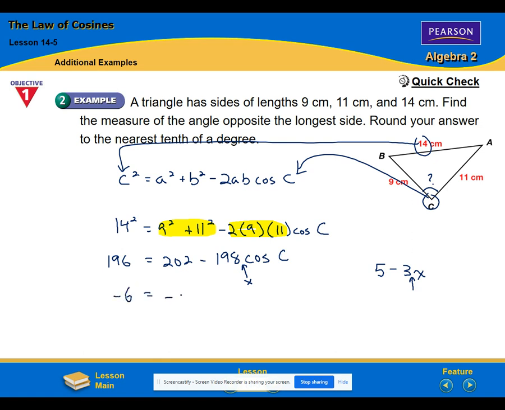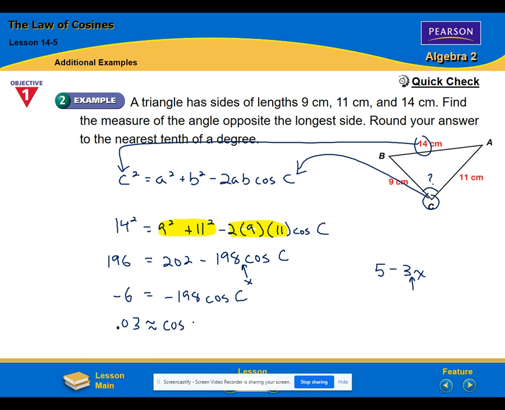Okay, now you might have been able to do that in your head, but we're going to start to get a running number on our calculator. You probably can't divide negative 6 by negative 198. So now you need to divide that number by negative 198. And it's approximately 0.03.